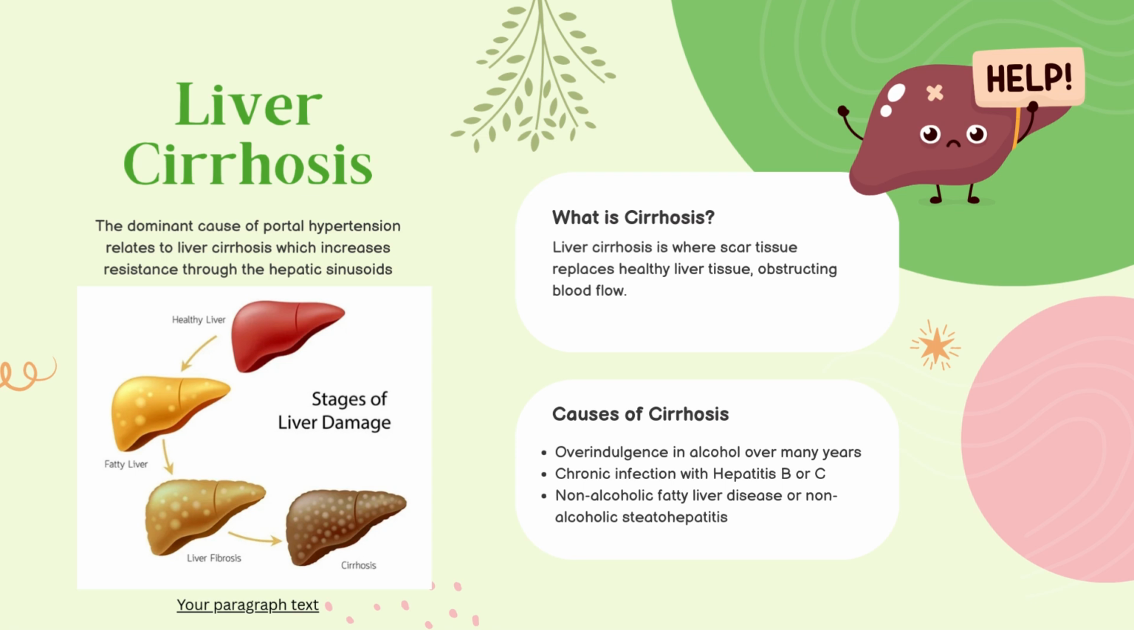Liver cirrhosis is where scar tissue replaces healthy liver tissue, obstructing the blood flow. There are 4 stages of cirrhosis. Many of the stages are caused by the overindulgence in alcohol over many years, chronic infections such as hepatitis B or C, and non-alcoholic fatty liver disease or non-alcoholic steatohepatitis.